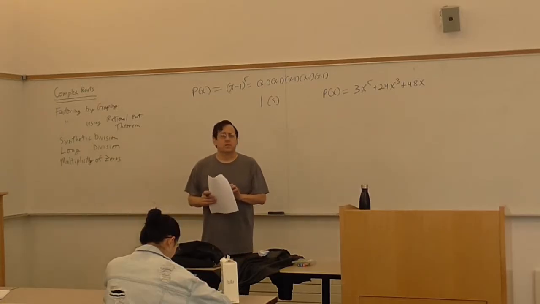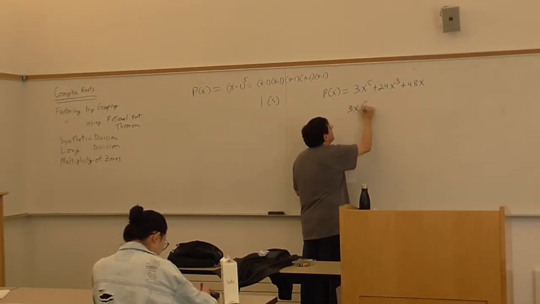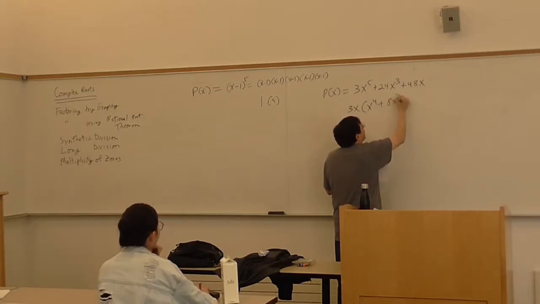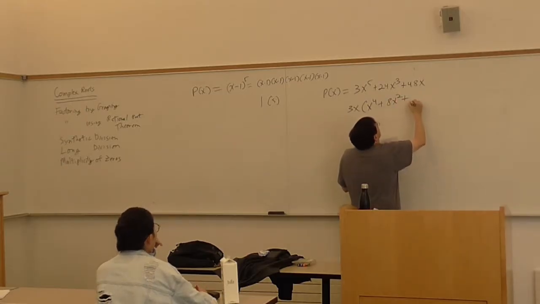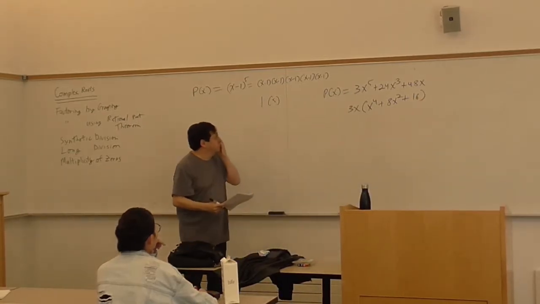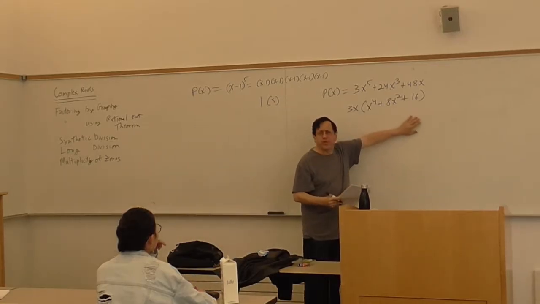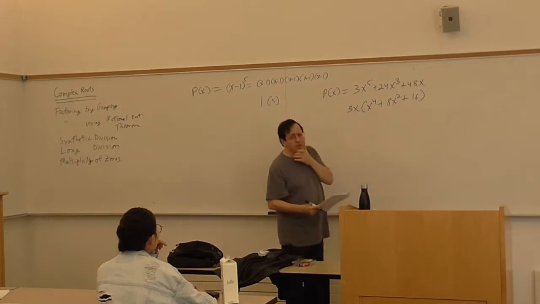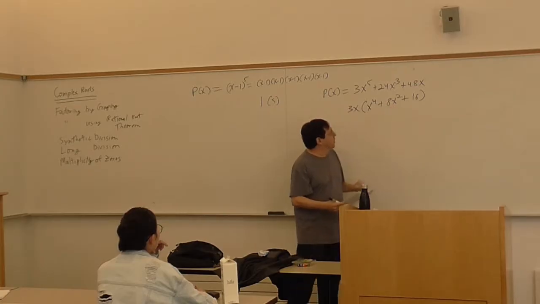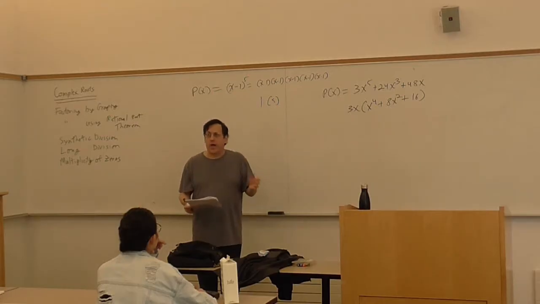Anybody? 3x? Okay, so I have x to the 4th plus 8x squared plus 16. That kind of looks familiar. It looks like a perfect square of some sort, but I've got x to the 4th and x squared here. This seems to be another one of those disguised quadratics.